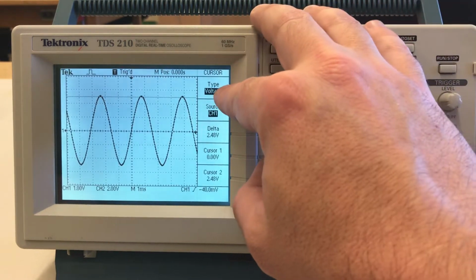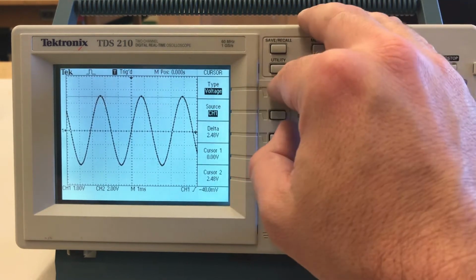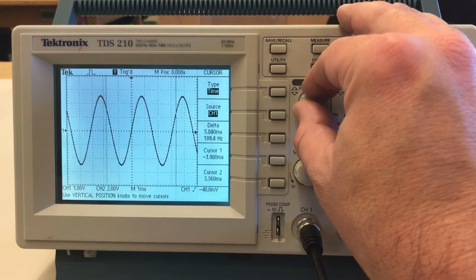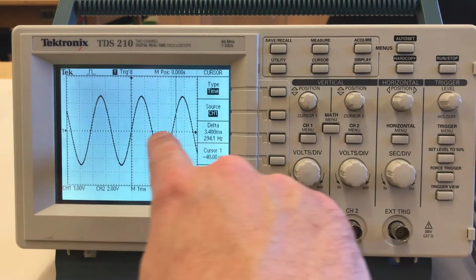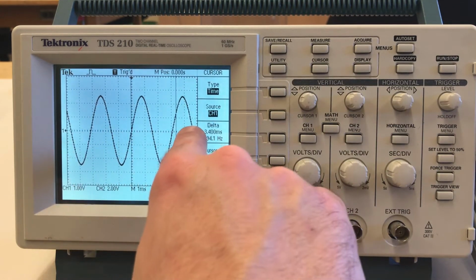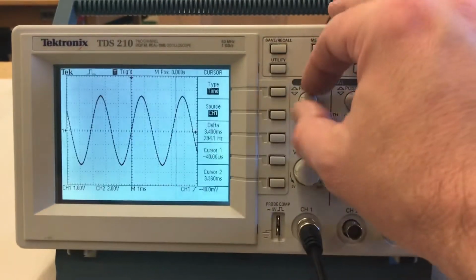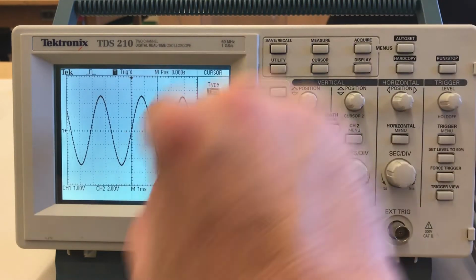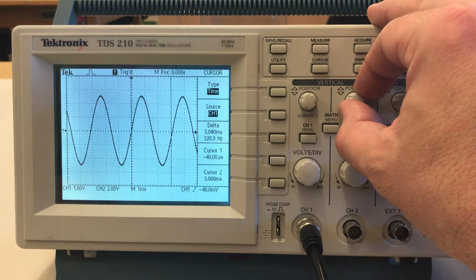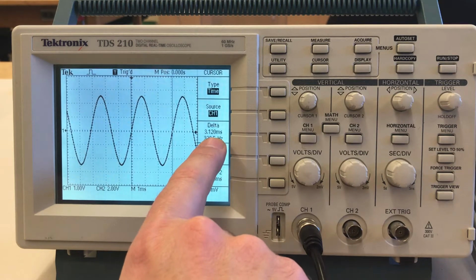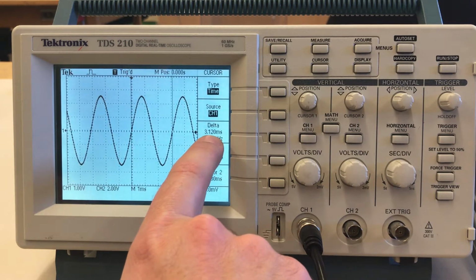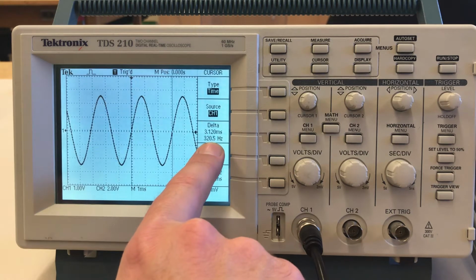And then we can also toggle with this button from voltage to time cursors, and so now we can measure a period. If we measure where the waveform crosses the 0 line, this is 0 voltage here because that's where the waveform is centered. So we cross here, and then the next crossing is right about there. The delta time difference between those two cursors is 3.12 milliseconds. And that corresponds, it tells us right here, to a frequency of 320.5 hertz.